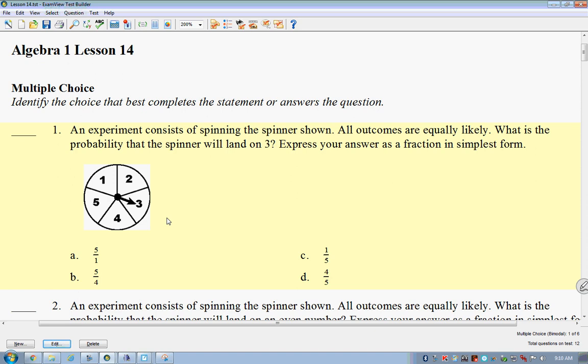So we're going to handle this verbally. What number goes on top of my probability fraction? 1. Why 1? Because there's only one 3. So the number of desired outcomes is only 1. All right. What goes on the bottom, Mia? 5. Why 5? Because there's 5 total. Okay. So our reduced fraction should be 1/5, or C.